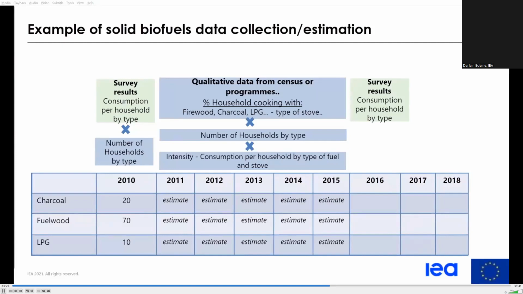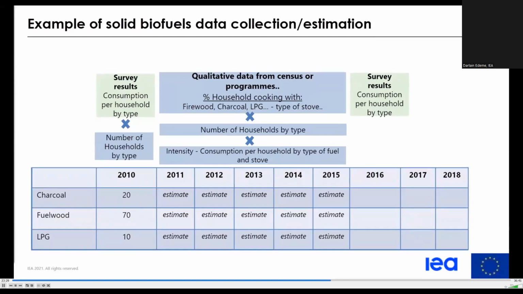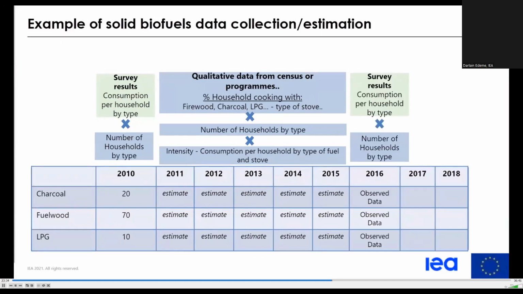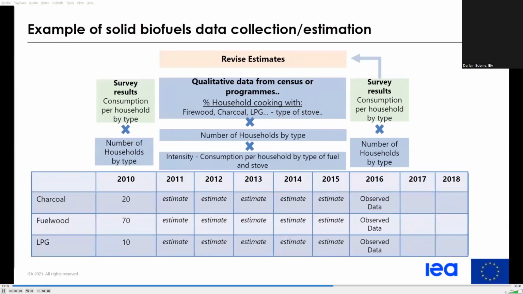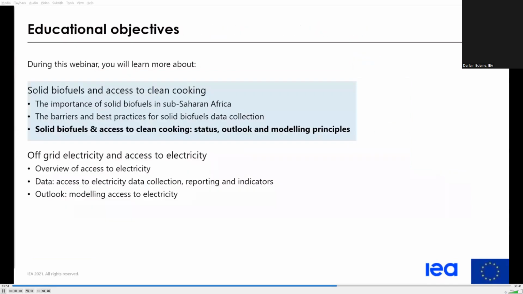In 2016, there is another survey that is done. And here we will get observed data, and this will also permit us to revise previous data, estimated and old survey data, if we collect even more detailed data. Survey results help us calibrate qualitative data for estimations. It is true that surveys are costly, but it is even more costly not knowing what is happening.